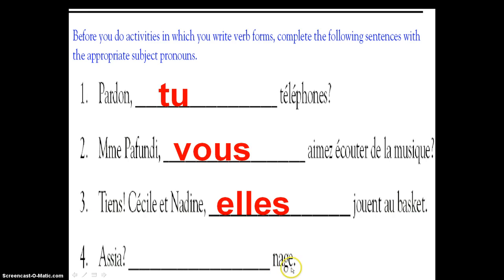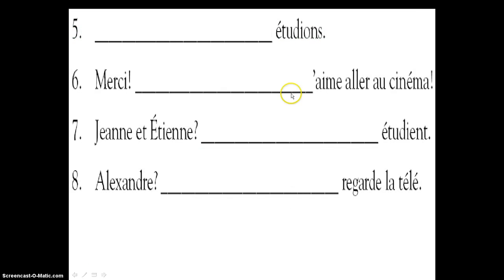The ending here is E, so it has to be L because it's a girl. Okay, let's go for the next one. Okay, number five. You look at the ending here, which is O N S. Of course, you will tell me what goes in the blank. No, because it's O N S.